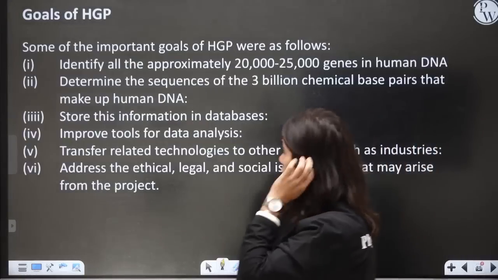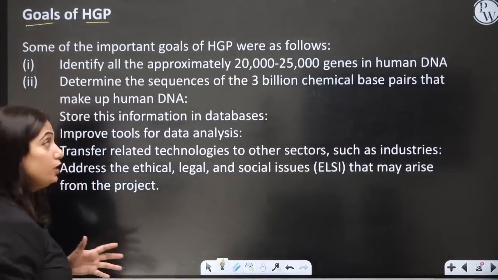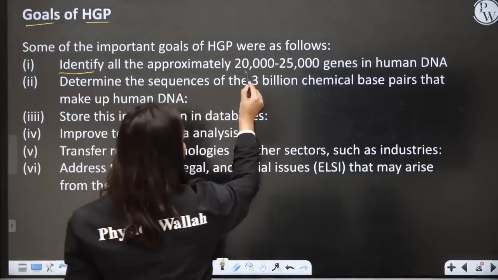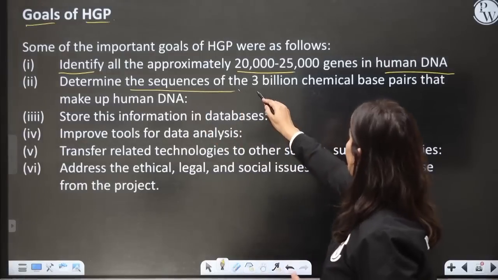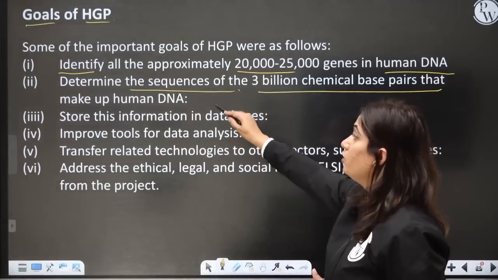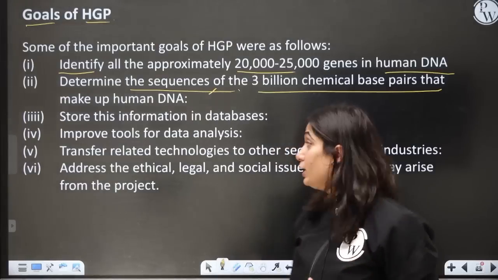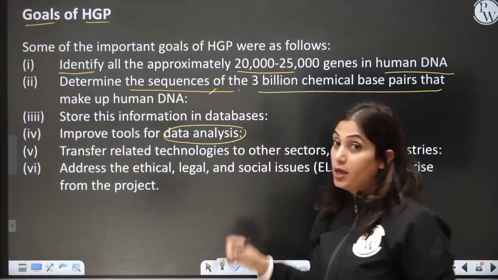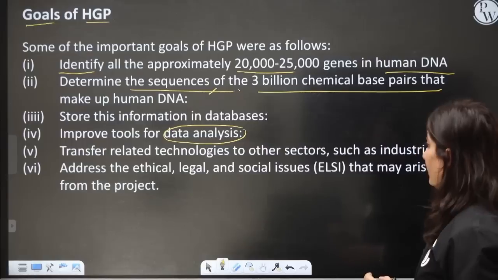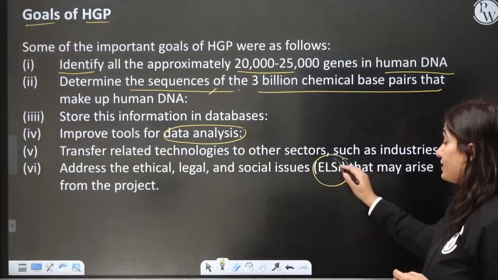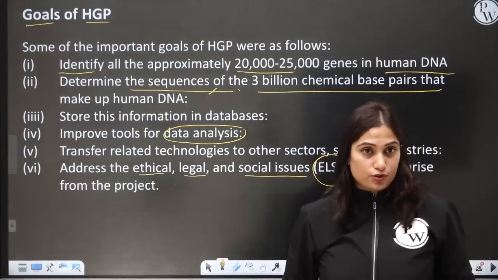So what are the goals of the Human Genome Project? The goals were to identify all the genes present in human DNA, to determine the sequence of the 3 billion base pairs present in human DNA, and to store this information in the form of databases, and to improve the tools for data analysis. Whatever the sequence present on DNA, we have to analyze that also. And it has to also deal with the ELSI, that is ethical, legal, and social issues.